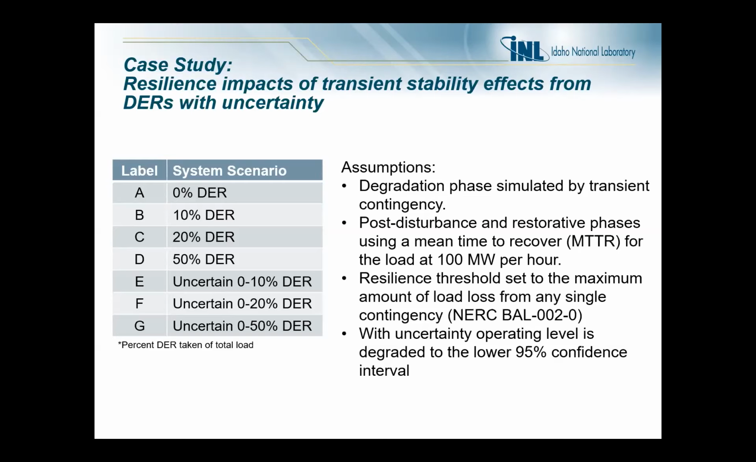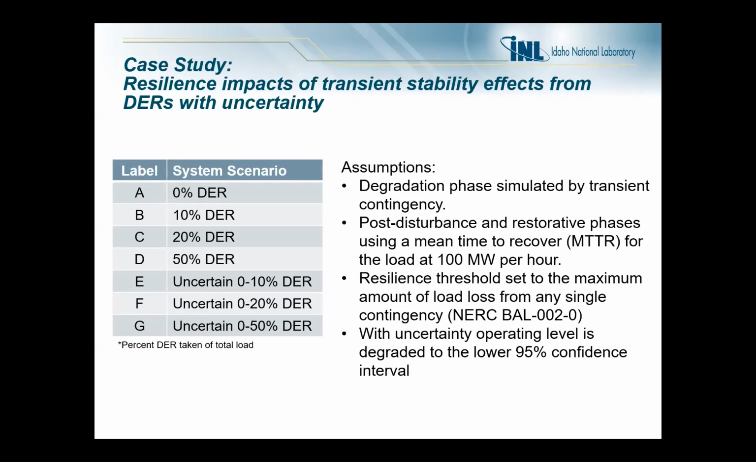So it wasn't a flat amount where, say, there was 1 megawatt of distributed resources at every load bus. Instead, if there was, say, 100 megawatts of load at an individual load bus, then 10% DERs would be 10 megawatts of distributed resources. And that was scaled through each load bus through the system. Then scenarios E through G included uncertainty, which included those ranges listed there, and the uncertainty was modeled with the Monte Carlo sampling method.